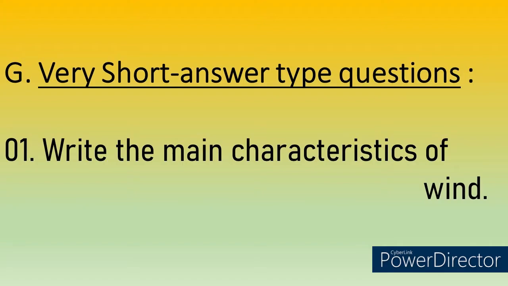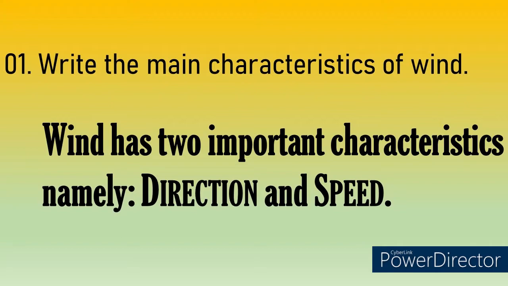For example, why I am saying this: in the first question, write the main characteristics of wind. This is what we discussed in the previous question. The main characteristics of wind are direction and speed. Wind direction and wind speed, that is the answer. So wind has two important characteristics, namely direction and speed. Easy. The answer is actually direction and speed, but if you want the full 2 marks for this answer, you have to write in a full sentence.